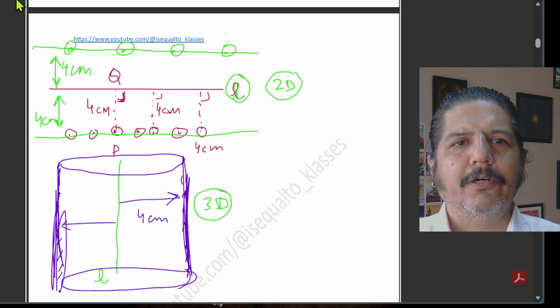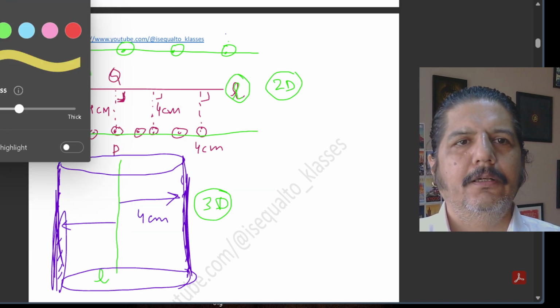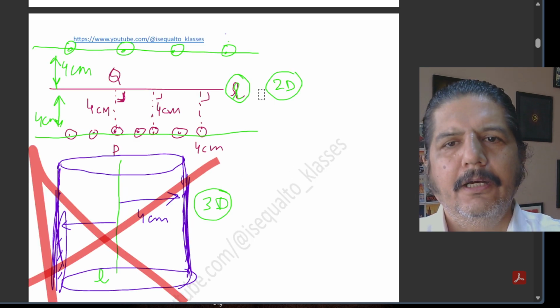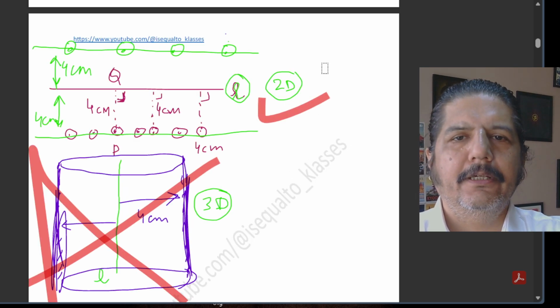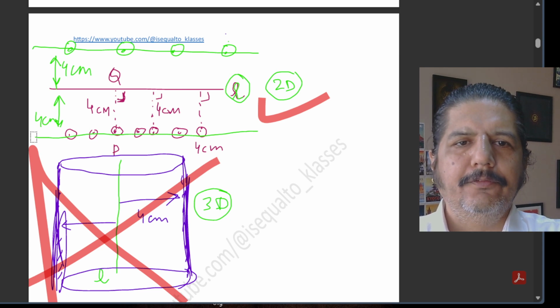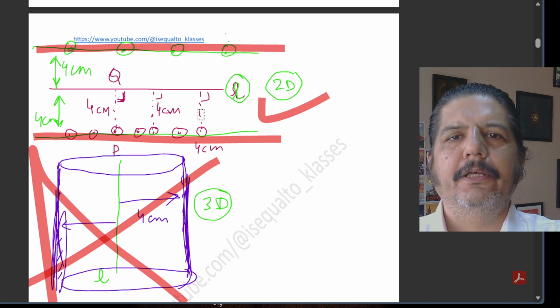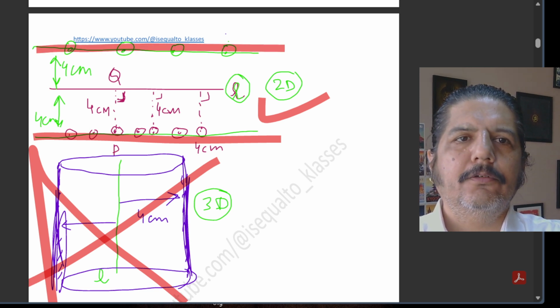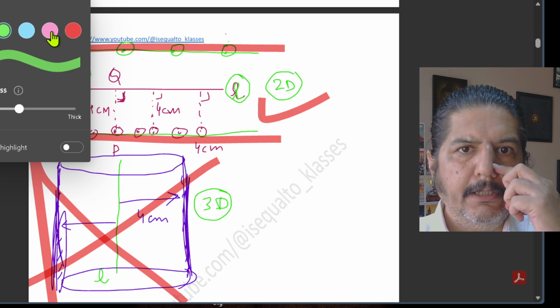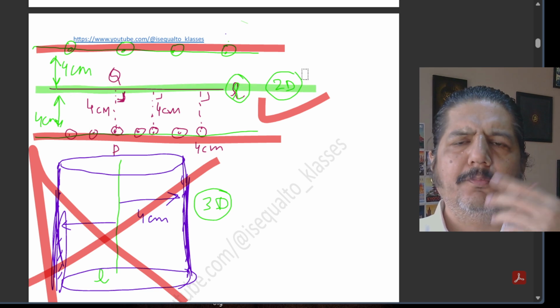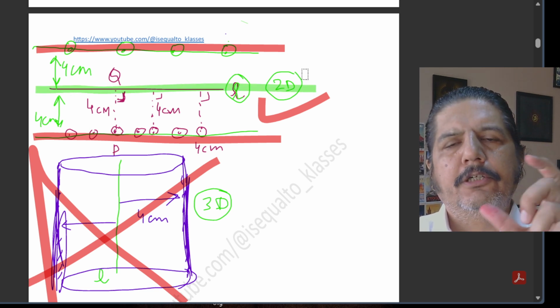This is not part of our question, so I'll mark this. This is not what we require. Our answer has to be in 2D, and our answer would be this pair of lines, so that it is at 4 centimeter from the given line. Our given line was this. I hope this is making sense, the difference between the 2D and the 3D.